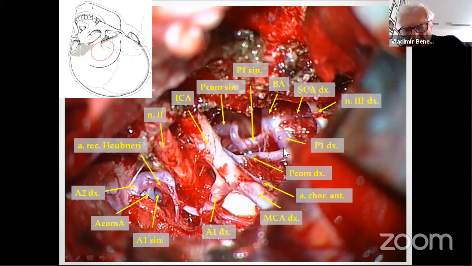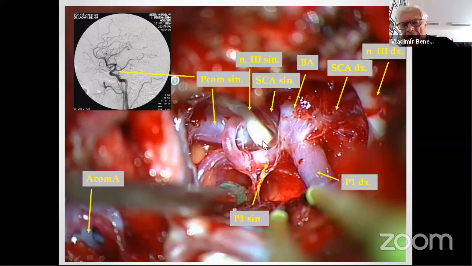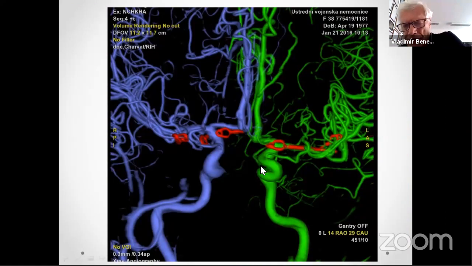You go downwards along the PCOM on our side, you see the P1 again on our side. This is the basilar artery and superior cerebellar artery. The opposite side, P1, which is thin, and this is the opposite side PCOM. When we enlarge this a bit, you see the oculomotor on our side, oculomotor on the other side, and you see how nicely it matches. Here is the fetal type of PCOM on this side, and you see how nicely it matches in the actual side.